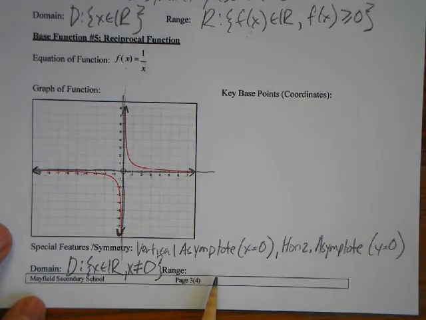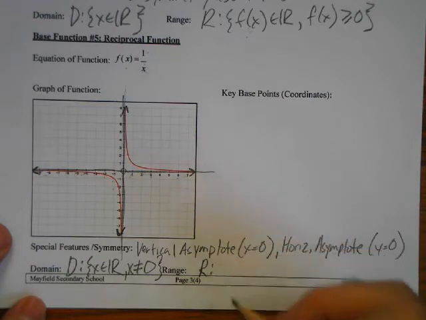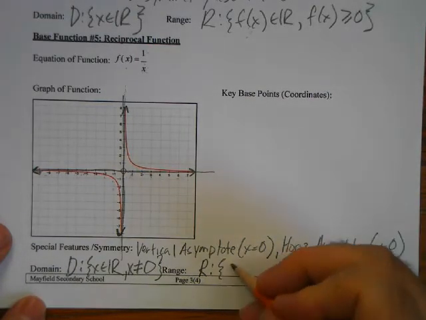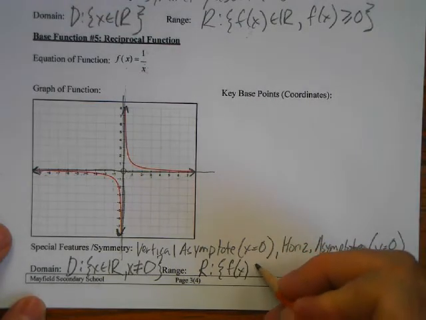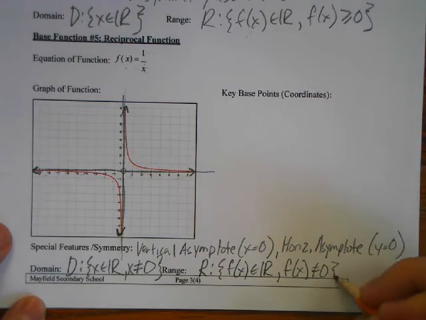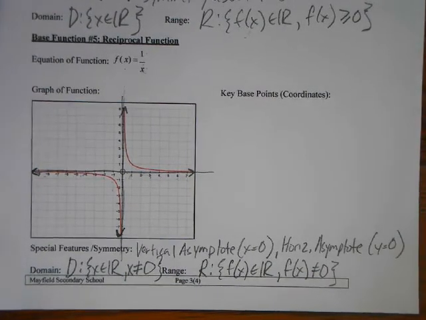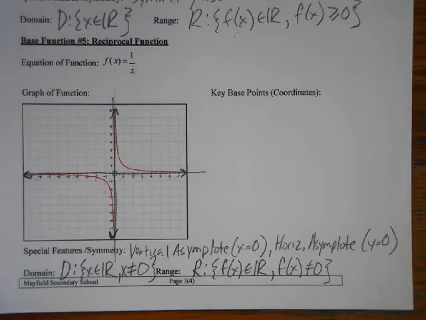And the range is exactly the same. We start off by saying f of x is an element of the real numbers, but f of x or y cannot be 0. So the only values that this function can never have are x being 0 or y being 0. So that's an important new function. I know it's a little different than all the other ones we've done, more complicated looking, with lots of different features and symmetry going on.